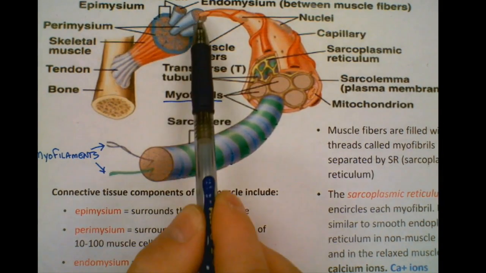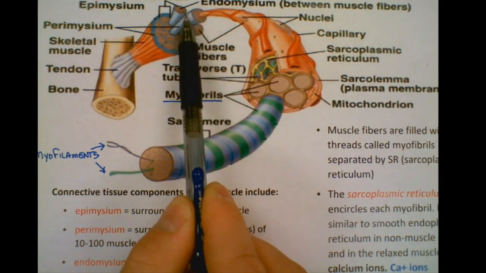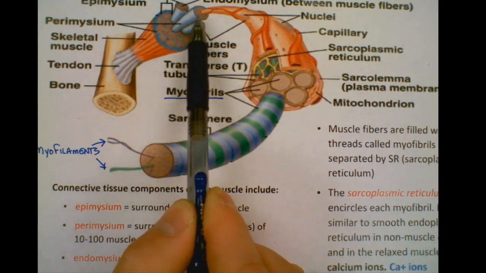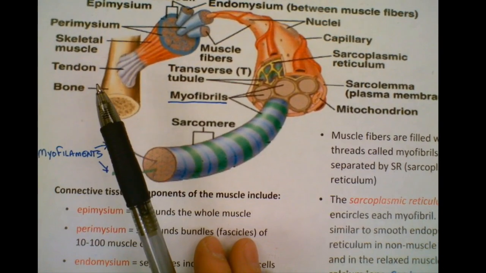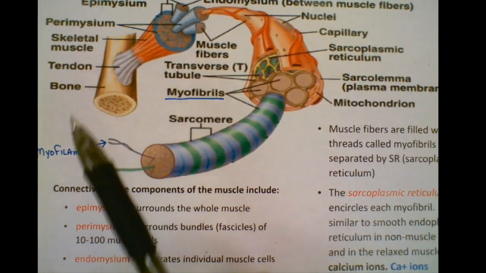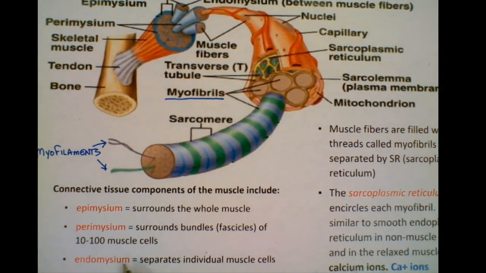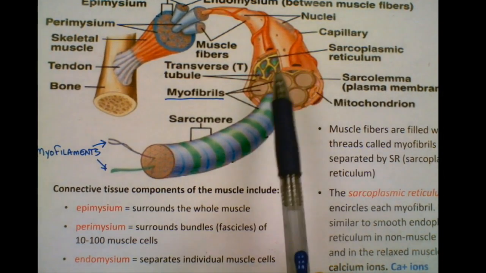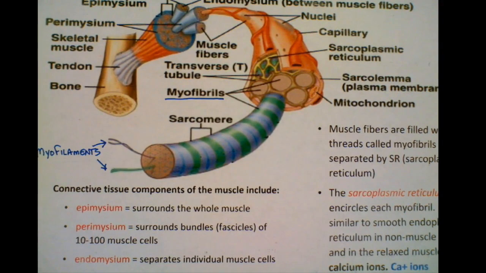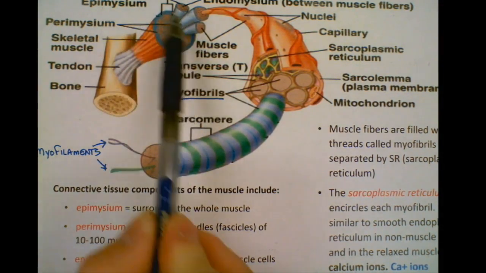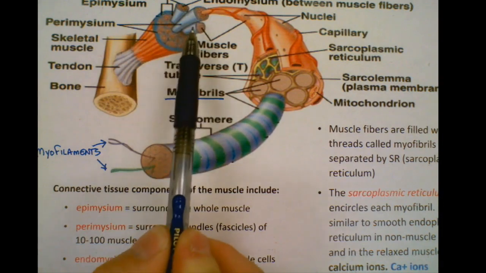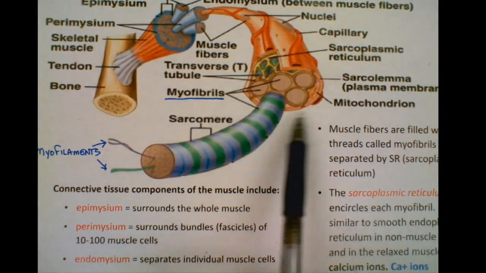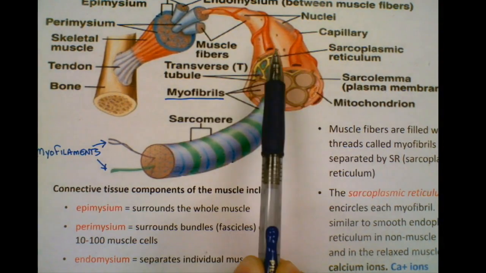Perimysium wraps around these fascicle bundles. So each perimysium is wrapping around these fascicles. And then the final connective tissue is called endomysium, and it's wrapped around each individual cell. So you have 3 layers of connective tissue. Epimysium wrapping around the entire muscle, perimysium wrapping around fascicles, and then endomysium wrapping around individual muscle fibers.